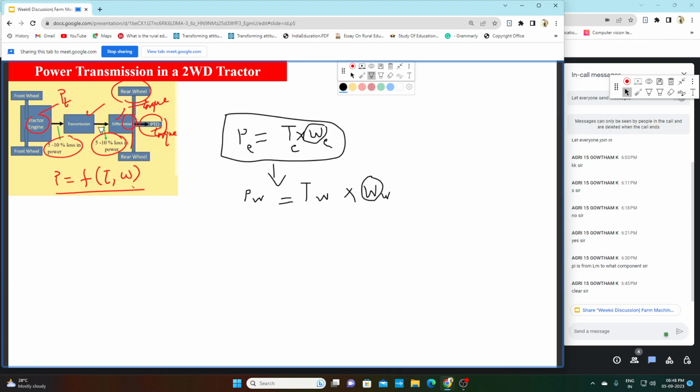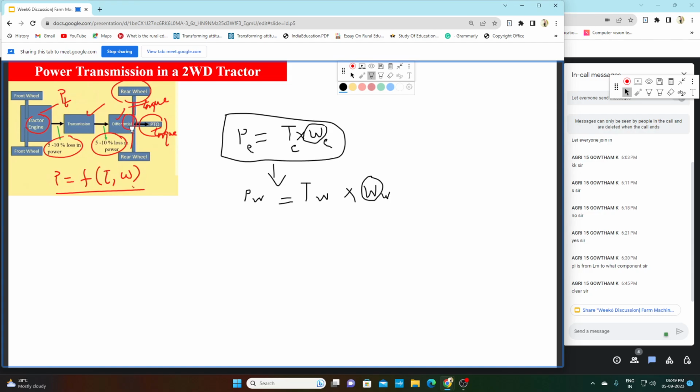Okay, now we require this transmission, because our engine has more power, and that power we cannot give to the rear wheels. So for that we have some transmission in between, so that our engine power is reduced and we get the power on the rear wheels. For that purpose we give the transmission, and we give the differential component.